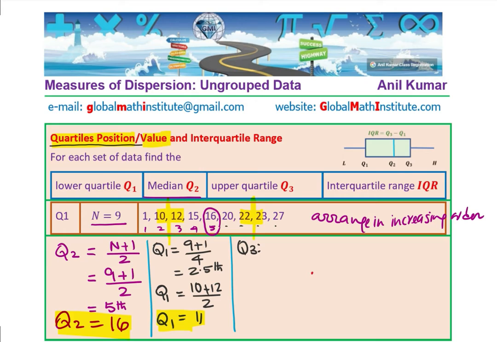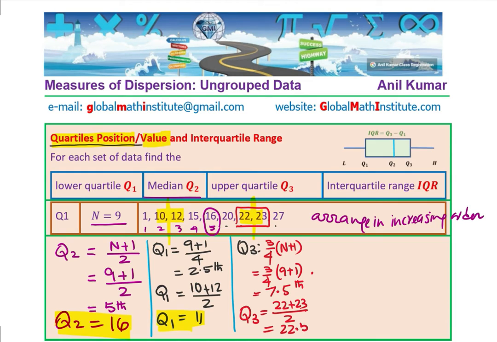So Q3 will be 3/4 of (n plus 1), right? In this case, 3/4 of (9 plus 1). So 30 divided by 4 is 7.5. That is the position, right? And the value will be Q3, between the 7th and 8th values. So we'll add 22 and 23 and then divide by 2. That clearly gives us 22.5. Perfect. So we found Q3.